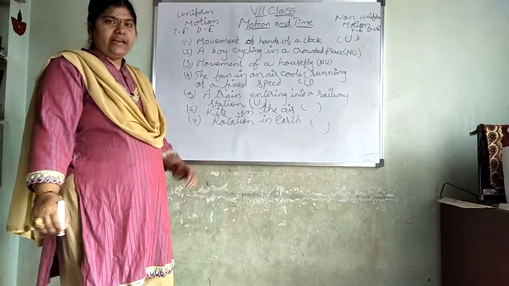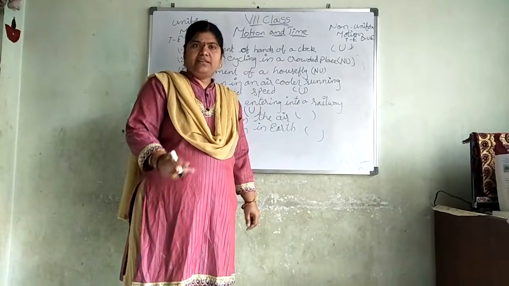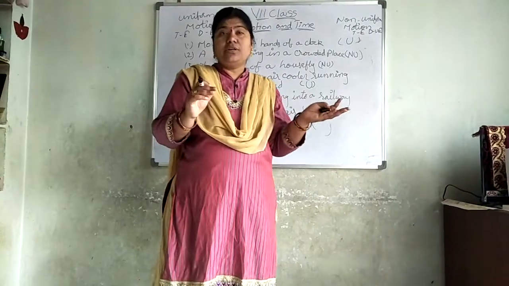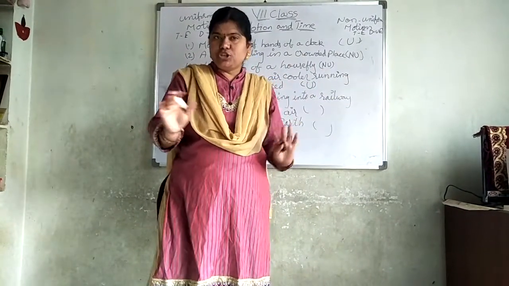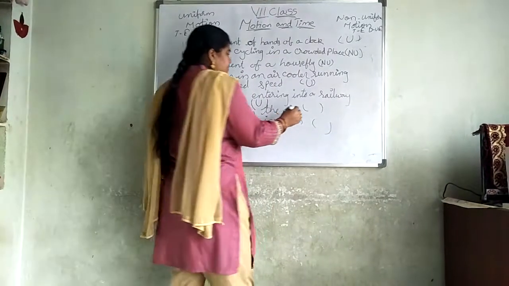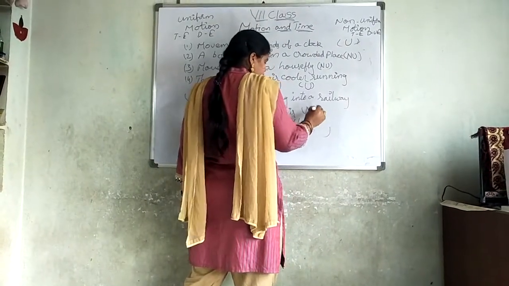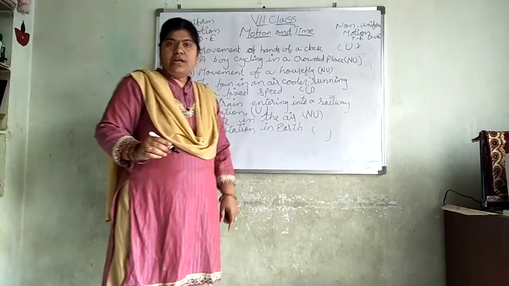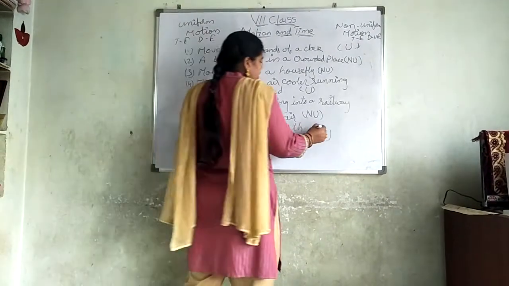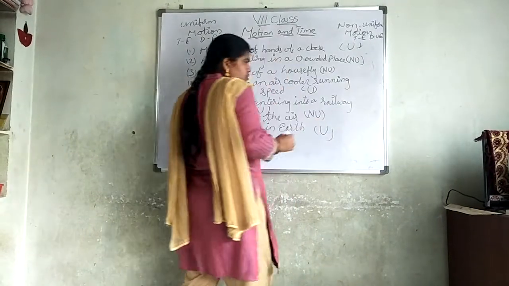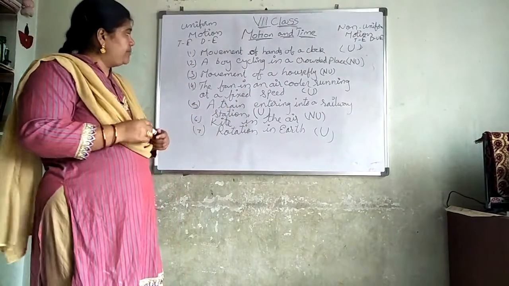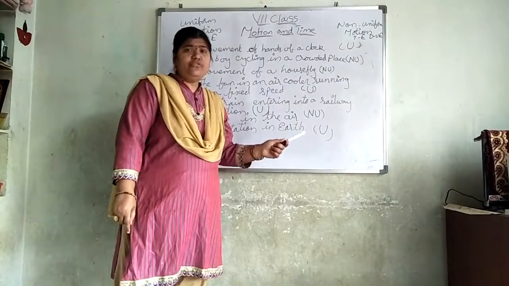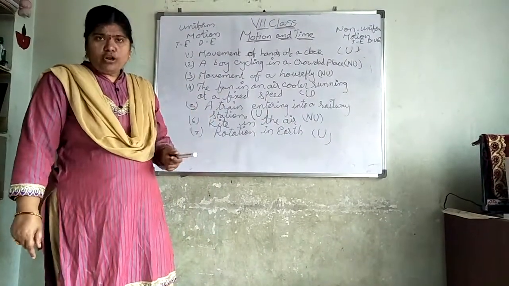Next, kite in the air. Do you know how the kite flies at a particular point? No, according to the wind direction, there is always a change in the position of the kite. So, we will say that it is a non-uniform motion. Then, rotation of the earth, we can see that it is a uniform motion. So, he gave here a total of 7 examples and asked us to find which is in uniform motion and which is in non-uniform motion.